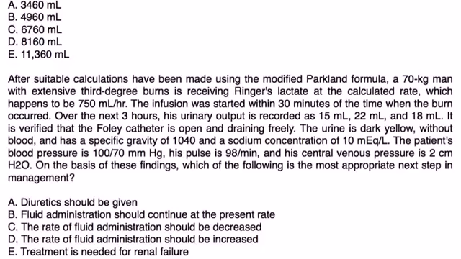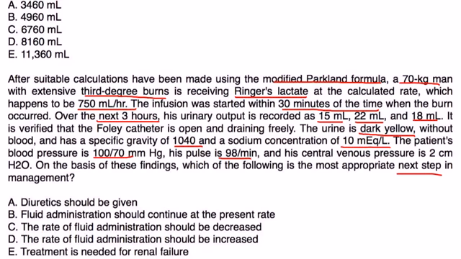After suitable calculations have been made using the modified Parkland formula, a 70 kg man with extensive third-degree burns is receiving Ringer's lactate at the calculated rate, which happens to be 750 mLs per hour. The infusion started within 30 minutes of when the burn occurred. Over the next 3 hours, the urinary output is recorded as 15, 22, and 18. It is verified that the Foley catheter is open and draining freely. The urine is dark yellow, without blood, and has specific gravity of 1040 and sodium concentration of 10. Patient's blood pressure is 100/70, pulse is 98, and the CVP is 2. On the basis of these findings, which of the following is the most appropriate next step?